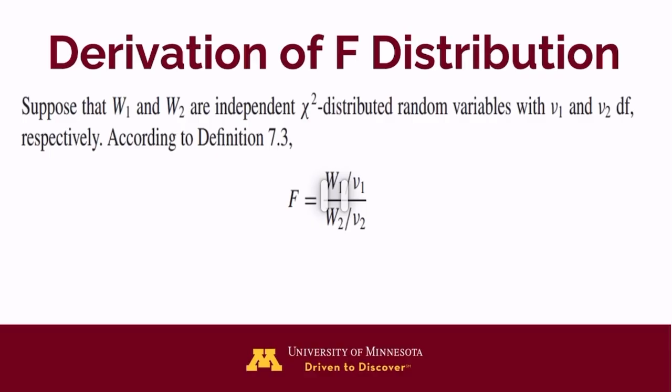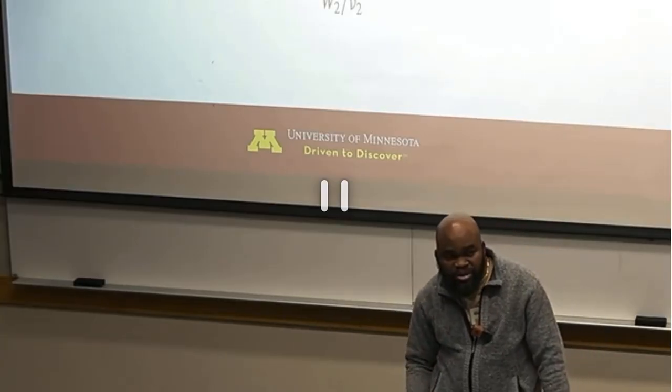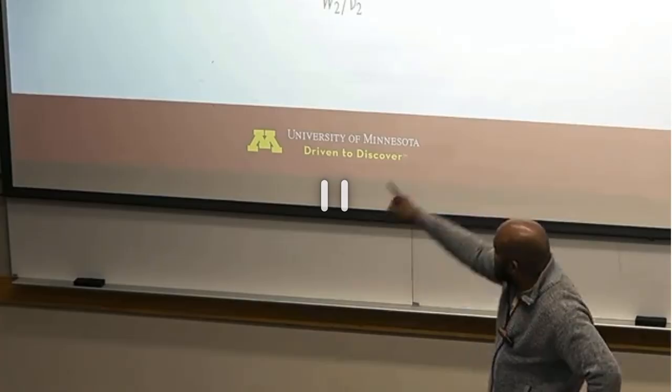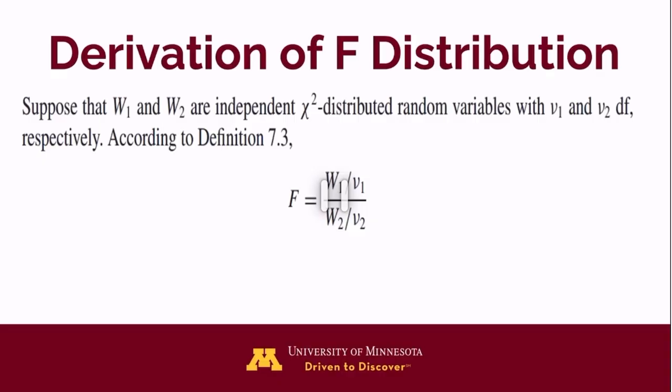That is the reason why when you are conducting an ANOVA test, we normally have 2 different degrees of freedom, because they are derived from the ratio of 2 independent chi-squares. Okay? But in a T distribution, you only have a single degree of freedom. But in an F distribution, you have 2 degrees of freedom. So this is the origin. So I'm going to show you how we derive this.